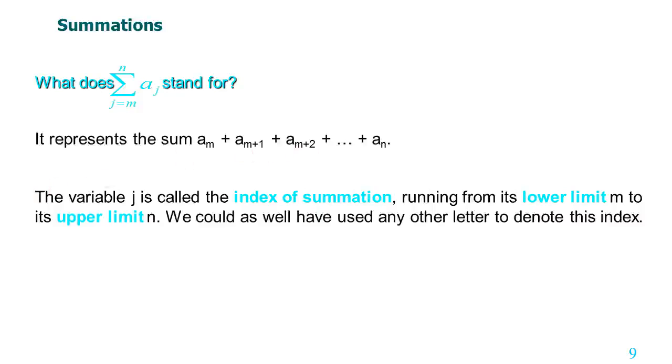The variable j is called the index of the summation. Here j is called the index of the summation, running from lower limit m to upper limit n. We could just as well have used any other letters to denote this index. We can denote it j or i or k. Any letters can be used to represent the index, the lower limit and upper limit.